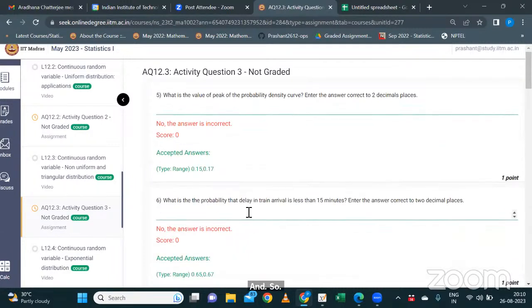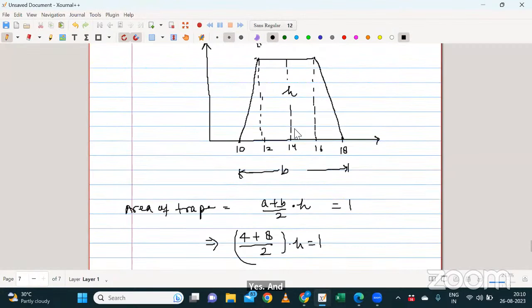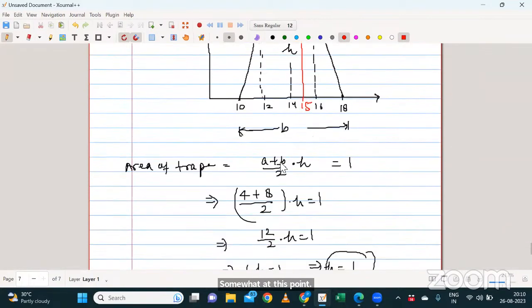Now question number 6: what is the probability that delay in train arrival is less than 15 minutes? It is asking about less than 15 minutes. So 15 will be somewhere at this point. So what will be the area? It's again a trapezium kind of thing.